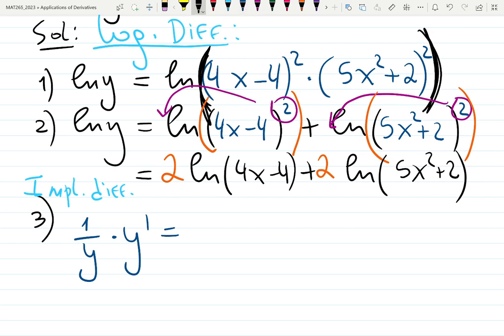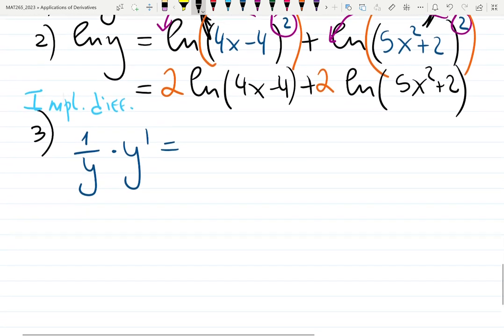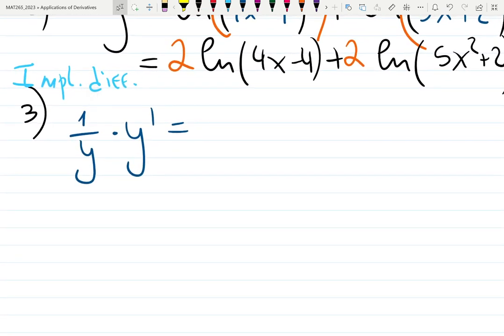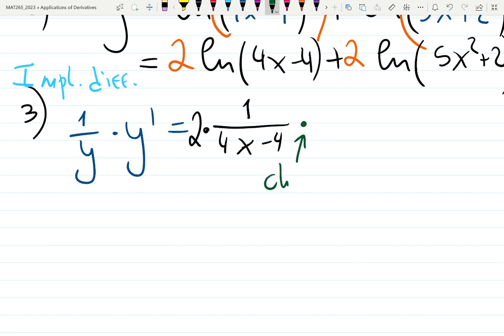And now you differentiate the logs. 2 log of 4x minus 4 becomes what when you differentiate it? 2 over 4x minus 4. Do you know why it's 2 over? Because it's 2 times 1 over the input. And then chain rule says times the derivative of the function inside, but the derivative of 4x minus 4 is just 4. Does that make sense?